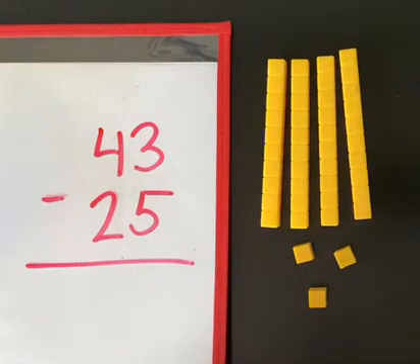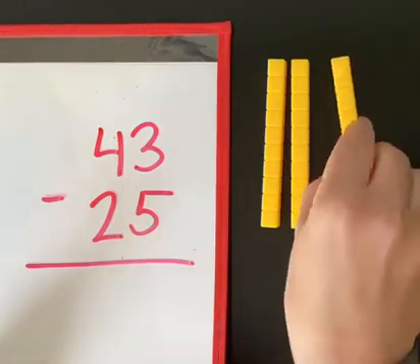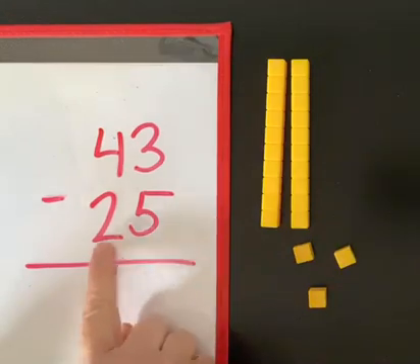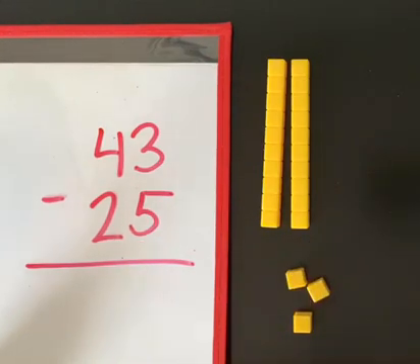This one is a little tricky, so watch what happens. So I'm going to take away 10, 20. So I took away 20. I need to take away 5 ones, but I only have 3. So I don't have enough ones to take away 5. So what I have to do is I have to borrow from the 10s.